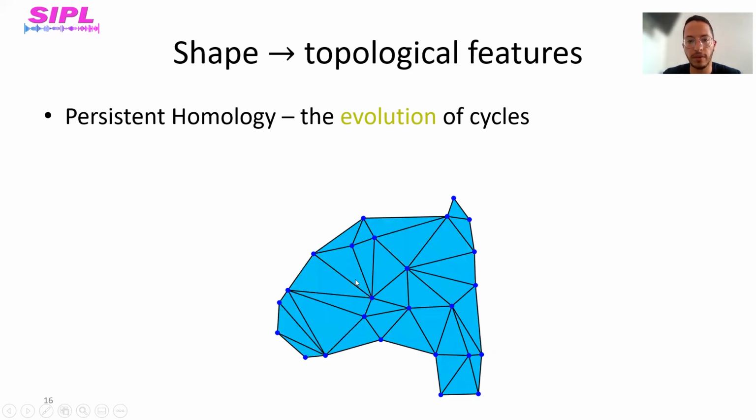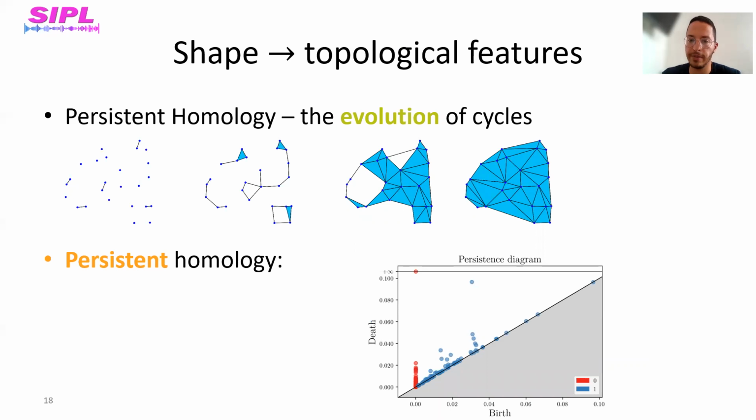Another cycle may form, it will also get filled in until the entire shape is fully connected. And we can summarize the information of this process in a persistent diagram. Here the x-axis represents a birth time, the radius a cycle appeared, and the y-axis represents a death time, the radius it got filled in, and each point here represents a cycle. Red points represent zero-order cycles, connected components, and blue points represent first-order cycles, loops around holes.